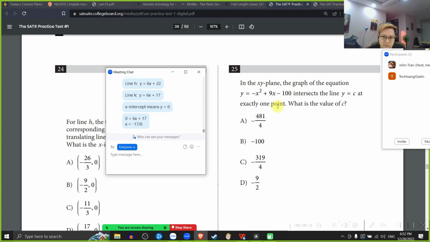intersects the line y equal to c at exactly one point. What is the value of c? Well, do it please. You think the answer is B, but why?